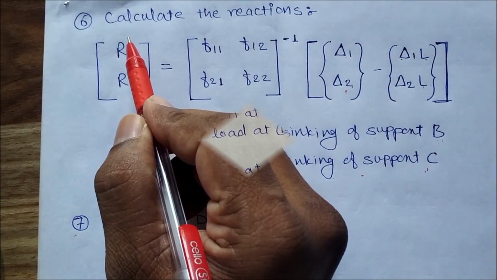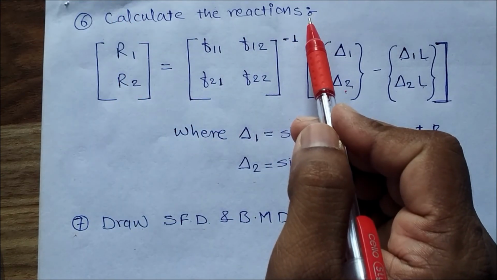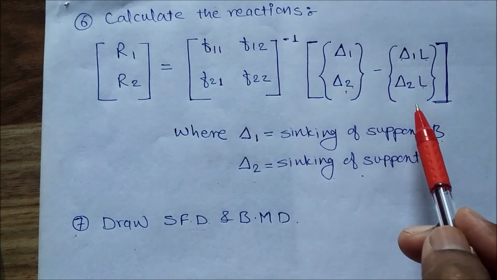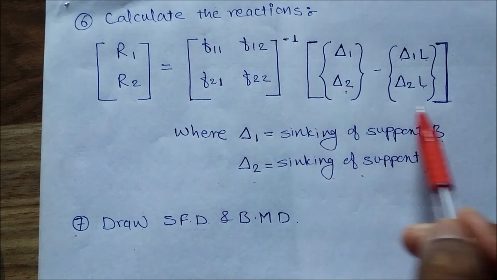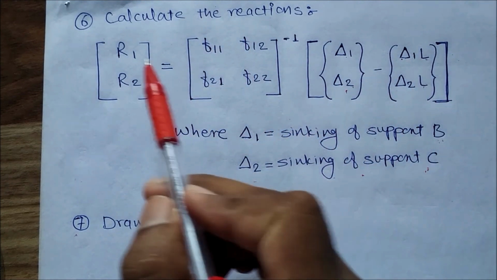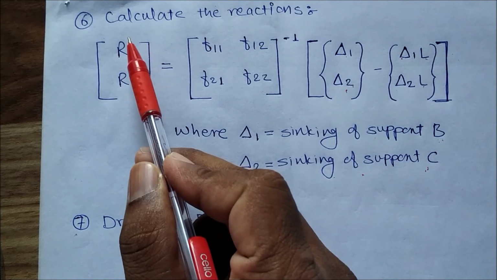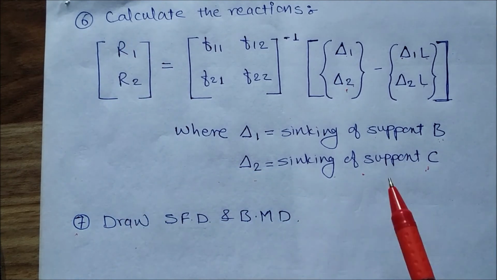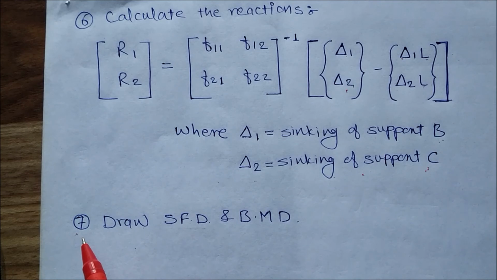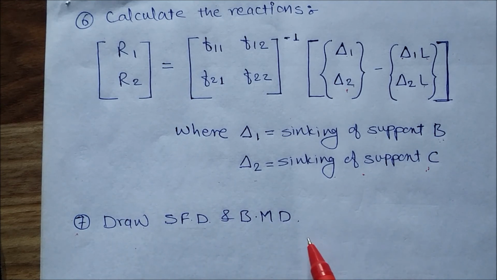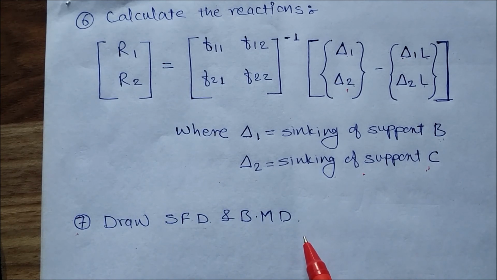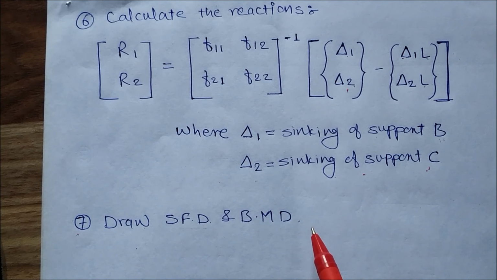In the second last step, we have to calculate the reactions. All the data we input into the matrix form, and we will get the reactions R1 and R2. And finally, in step 7, we draw the SFD and BMD. So this is the procedure of the flexibility matrix method. In the next lecture, we will take one numerical of the flexibility matrix method. Thank you.